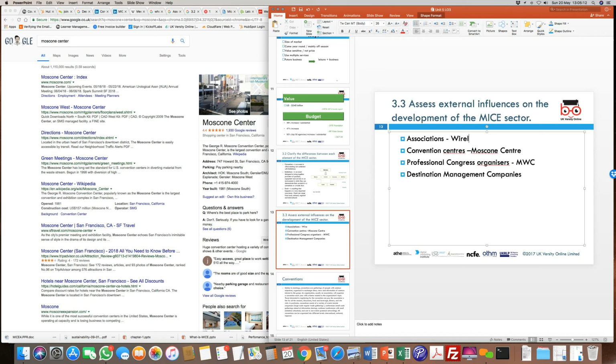Now, the association would be Wireless Japan. This is an international association which influences development of policy, infrastructure, exhibitions, and events which happen around the wireless industry and how it's developing in the future. And for management companies, the example I've given you is a company like Pico. So we need to be able to differentiate the role and the influence they have within this sector that we are discussing, MICE, and we need to understand them carefully by looking at an example.